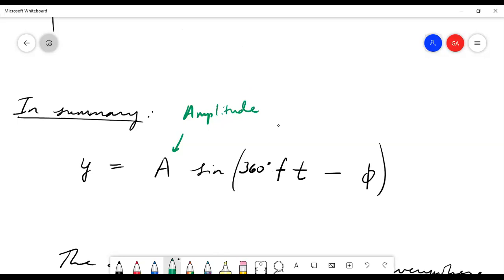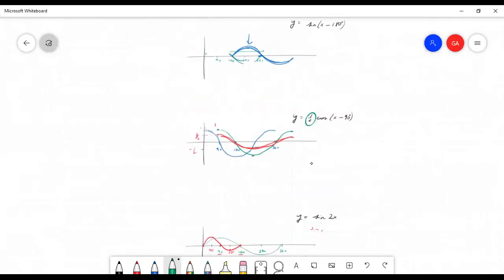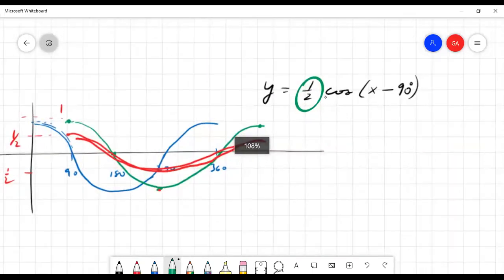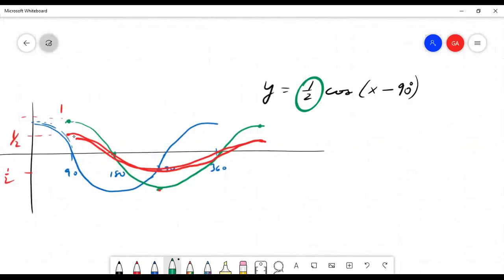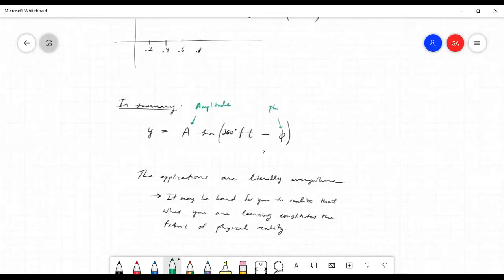This is just a notation. Mathematically, it's exactly what we were doing earlier. This is the Greek letter phi, and this is the phase shift. So we saw, like in this example, that the cosine was shifted by 90 degrees. So here our phase shift is 90 degrees. That is often denoted by the letter phi.